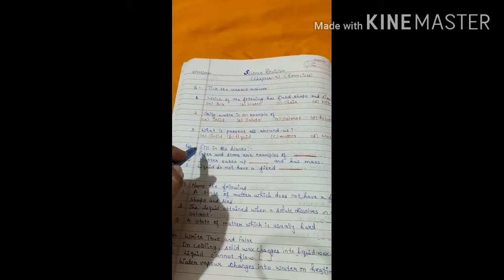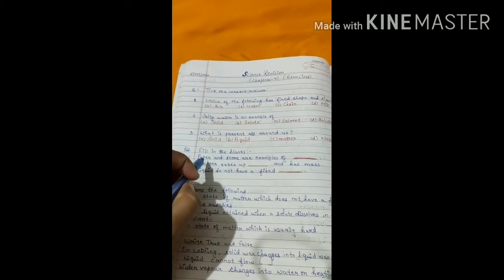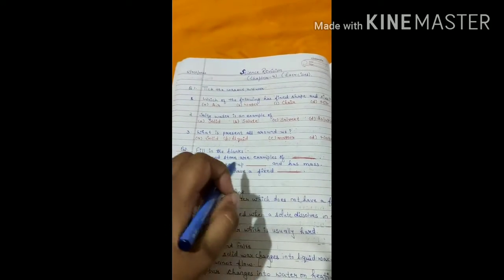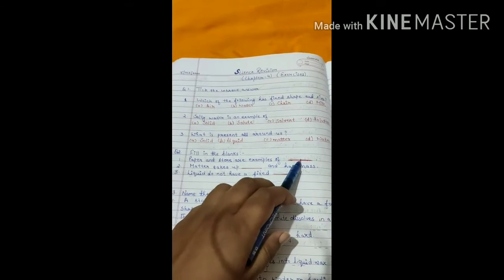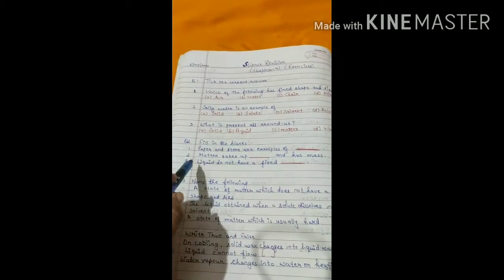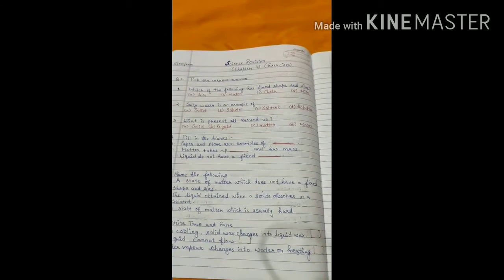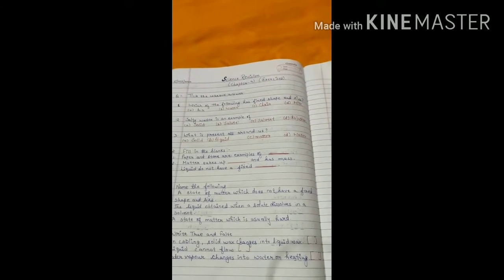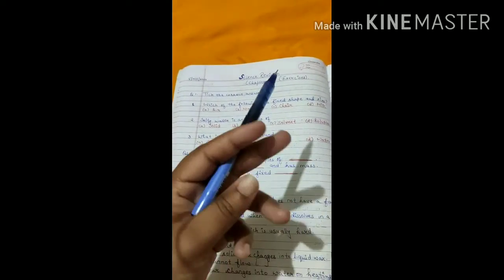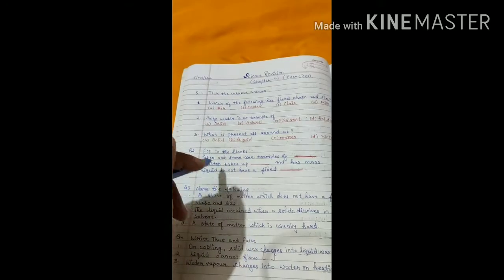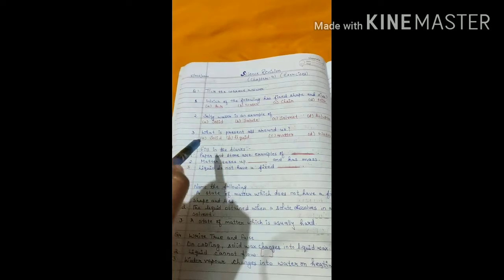So the second question of this question paper is fill in the blanks. Paper and stone are the examples of which state of matter? You have to write down that state of matter over here. Matter takes up dash and has mass. So what does matter take up and have? There are two things which are properties of matter. One is given, mass, and the second one you have to write down as a fill-up.